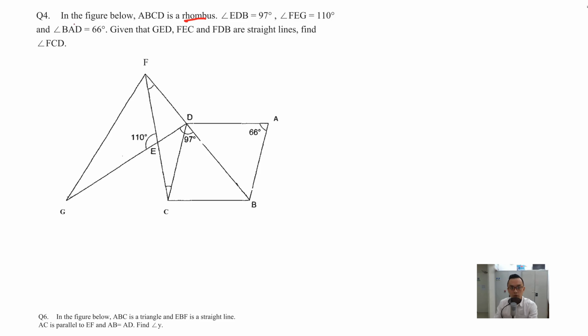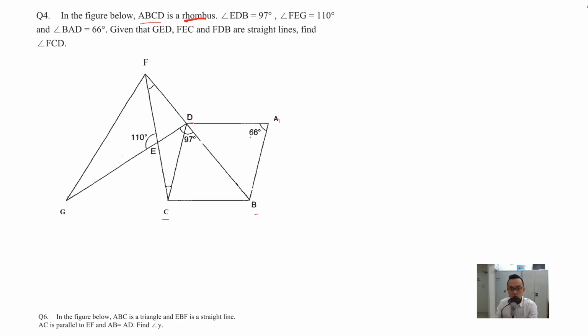Okay, so let's look at the question below. In the figure below, ABCD is a rhombus, so A, B, C, and D form a rhombus. EDB is 97, FEG is 110, BAD is 66, and given they are straight lines, find FCD.